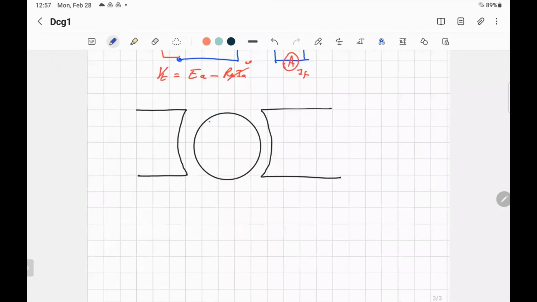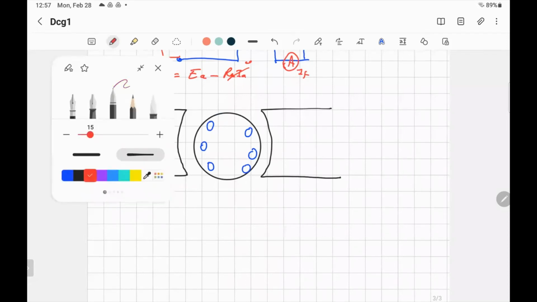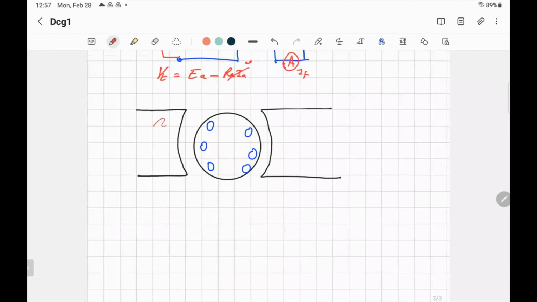And the armature can be represented like this. Let's say you have three turns. I'm not putting plus or dot, no current. So what's happening here? Well, if this is the north and this is the south, you'll find the magnetic field going from the north to the south.